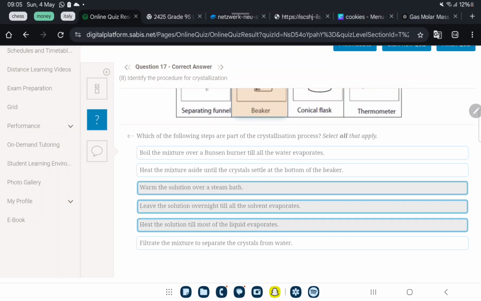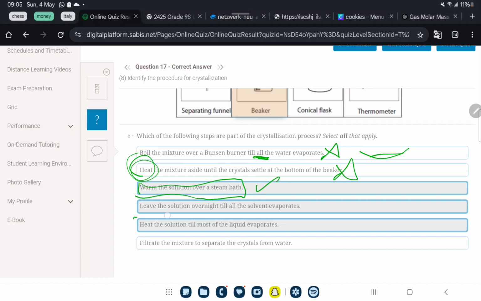And then part C. Which of the following steps are part of the crystallization process? Boil the mixture over a Bunsen burner till all of the water evaporates. No, you want it to have some water in it. Heat the mixture aside until the crystals settle at the bottom of the beaker. You're not going to heat it, so wrong.